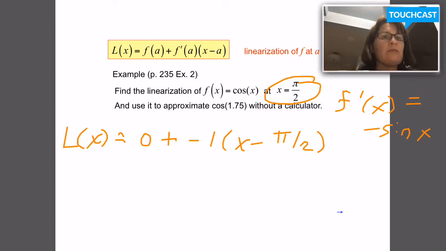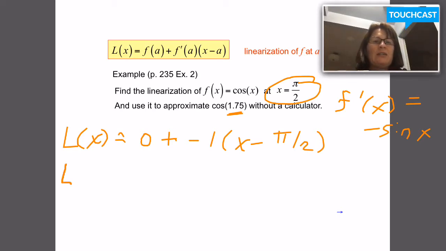So now let's actually answer their question. We need an approximation for cosine of 1.75, and I want to get it without using my calculator. So just notice, what do we know about pi over 2? Pi is 3.14159. Half of that? Half of 3, but a little bit more. So a little bit more than 1.5. That's why it's okay to use this approximation to try to get an approximation for cosine of 1.75, because that input value is pretty close to pi over 2.